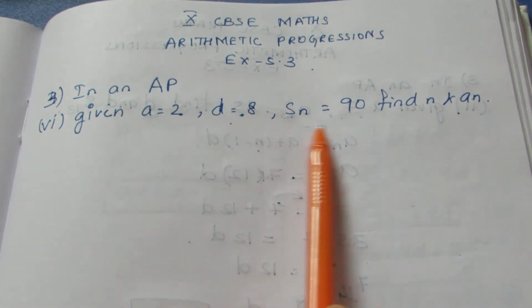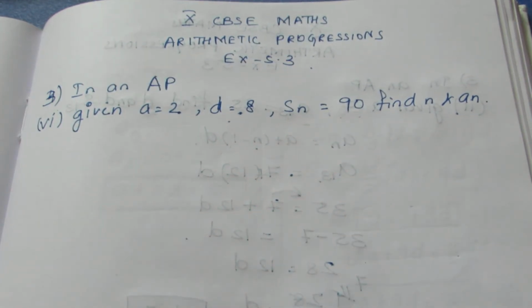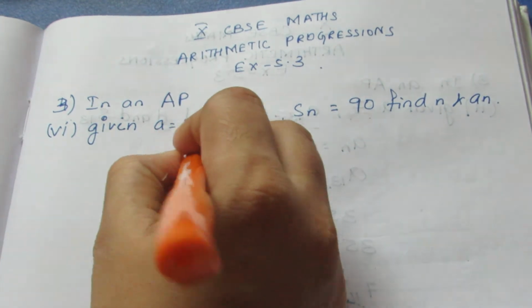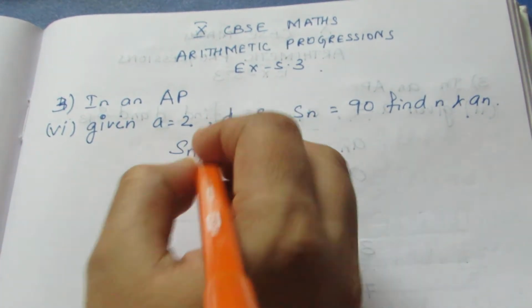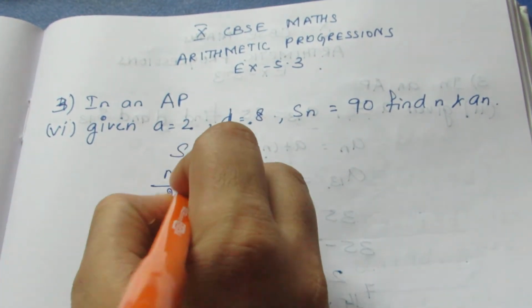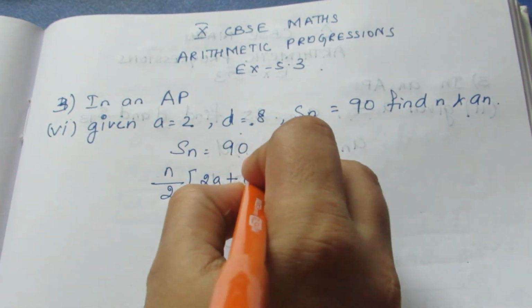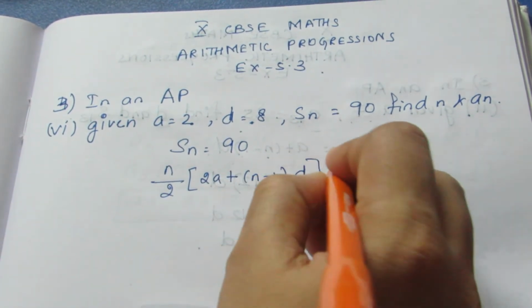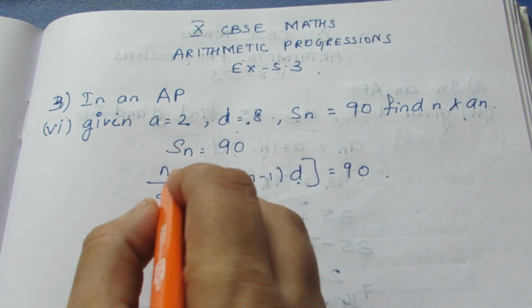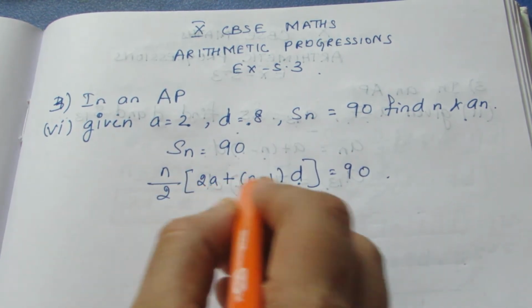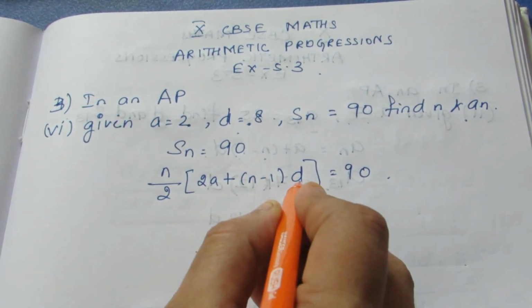Here a is given, d is given and Sn is given. We know the formula for Sn. So if anything is given in the formula, just substitute it. Sn equal to 90. We know the formula of Sn, that is n by 2 into 2a plus (n minus 1) into d equal to 90. Now we don't know n but we know a and d. Substitute the value of a and d.